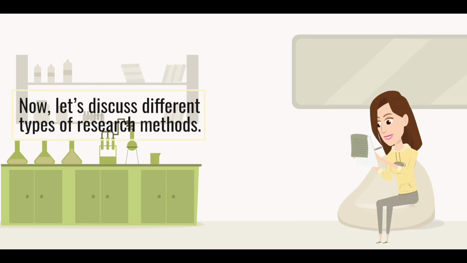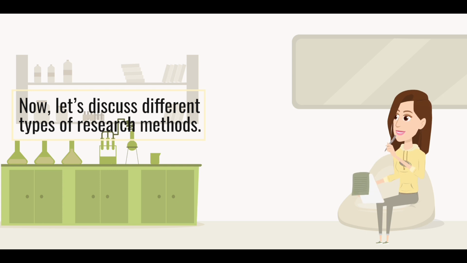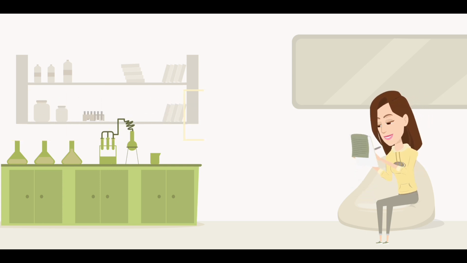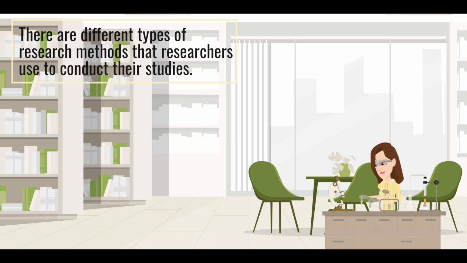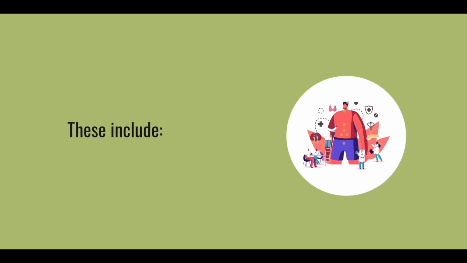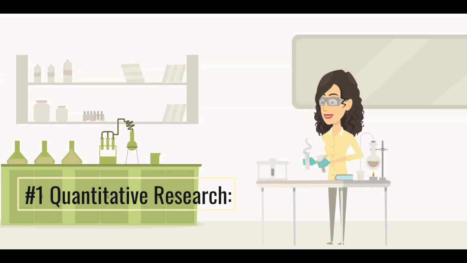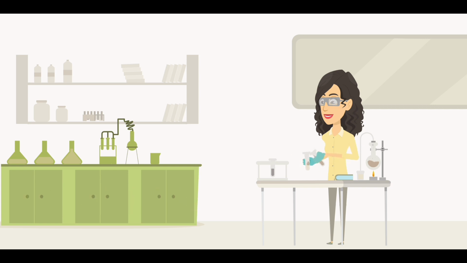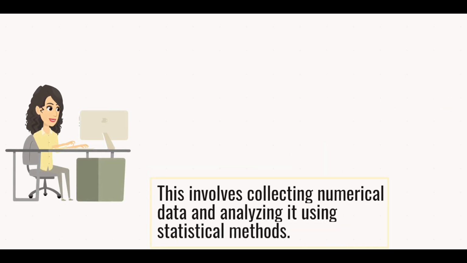Now, let's discuss different types of research methods. There are different types of research methods that researchers use to conduct their studies. These include: Number 1. Quantitative research. This involves collecting numerical data and analyzing it using statistical methods.